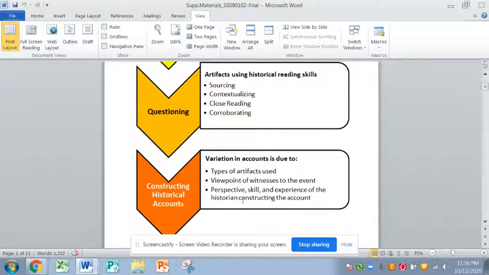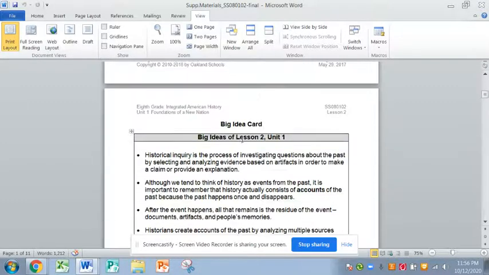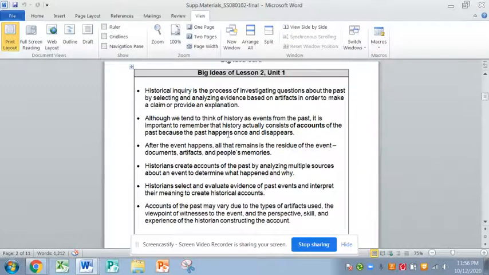Okay. Your big ideas for the lesson. You have these 6. Historical inquiry is the process of investigating questions about the past by selecting and analyzing evidence based on artifacts in order to make a claim or provide an explanation. Although we tend to think of history as events from the past, it is important to remember that history actually consists of accounts of the past, because remember, the past is an event and it happens only once and it disappears. We learned this last year.